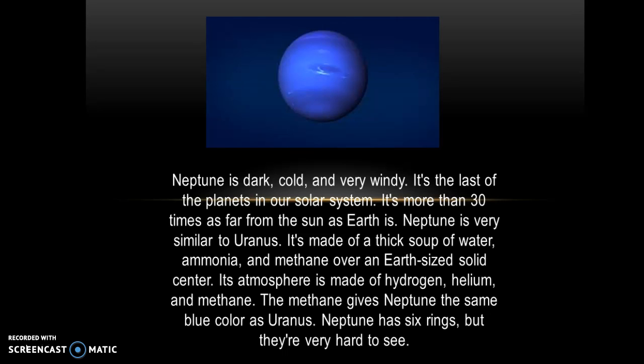It's made of a thick soup of water, ammonia, and methane over an Earth-sized solid center. Its atmosphere is made of hydrogen, helium, and methane. The methane gives Neptune the same blue color as Uranus. Neptune does have 6 rings, but they're very hard to see.